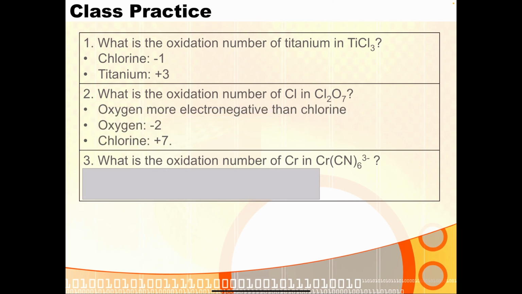Oxygen is minus 2. Chromium in chromium cyanide, I'm sure you'll be able to do it. We can still do it if we want to, but it's easy. So cyanide is minus 1, and chromium is plus 3.